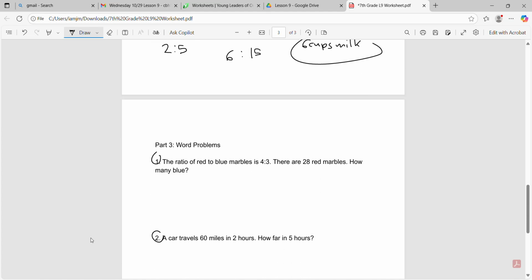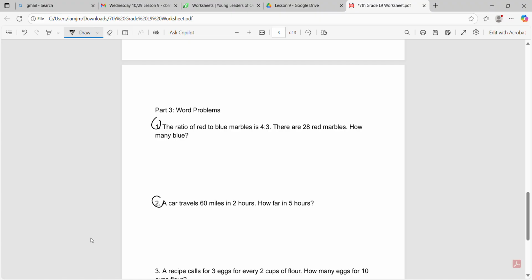Moving on. Part 3, number 1. The ratio of red to blue marbles is 4 to 3. If there are 28 red marbles, how many blue? So it already gave us 28. So we know the ratio that we were given was 4 to 3, red to blue. We're given 28 marbles to an unknown number of blue.